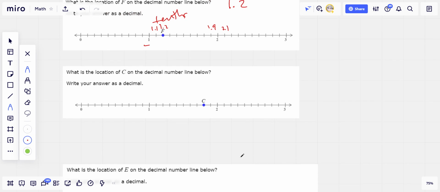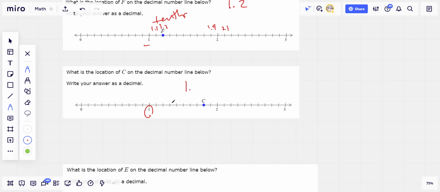Okay. And finally, since we've gotten used to these already, we can just do this in a couple of really quick steps. Here's the ones place. It's the one to the left of wherever our point is. So that's a 1. It's going to be 1 point something. And let's just count the tenths.